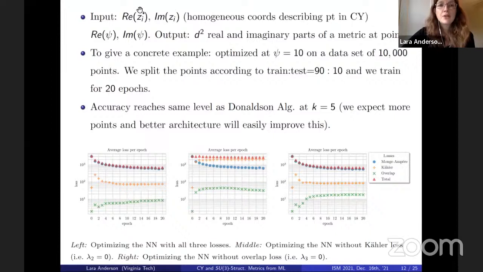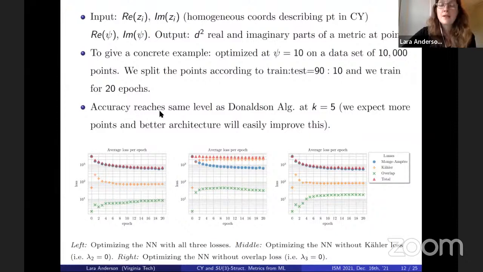So the structure here, the input in this case, we are taking for the neural network as the real and imaginary parts of the homogeneous coordinates describing a point in the Calabi-Yau, as well as a point in the complex structure moduli space for this Fermat quintic. And the output is actually now the d squared real and imaginary parts of a metric at a point.